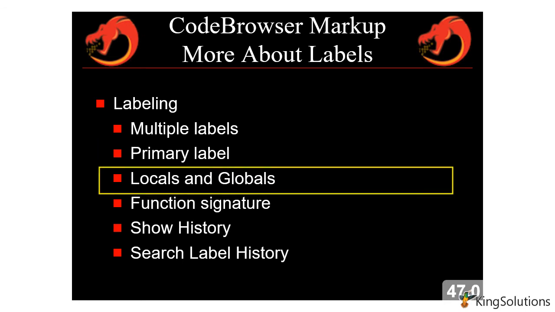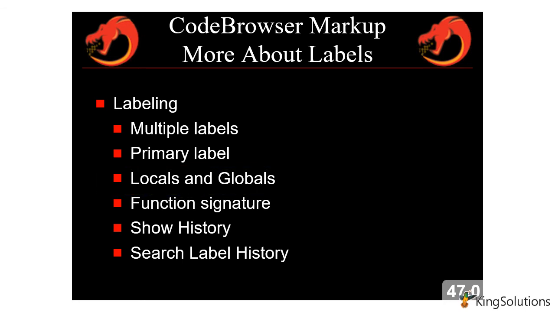Locals and globals. Global variables exist in the whole program and can only have one unique name. Local variables exist in a namespace and can have more than one of the same name. Labels inside a function are, by default, in that function's namespace. The namespace can be changed using the right-click Edit Label action.